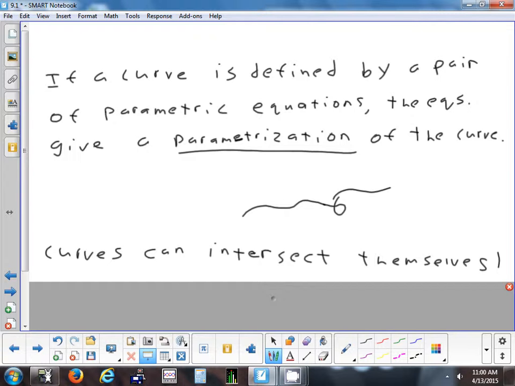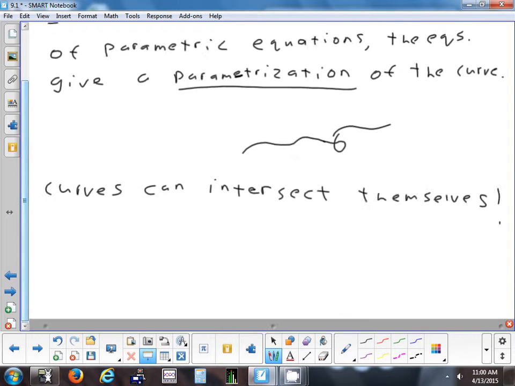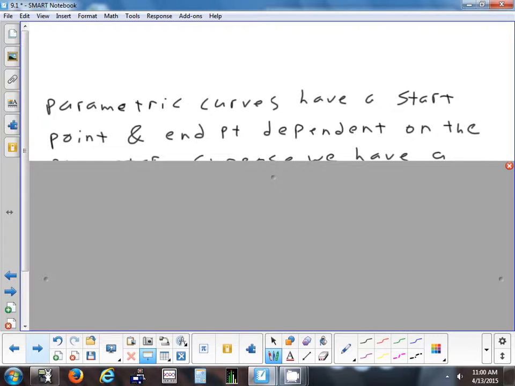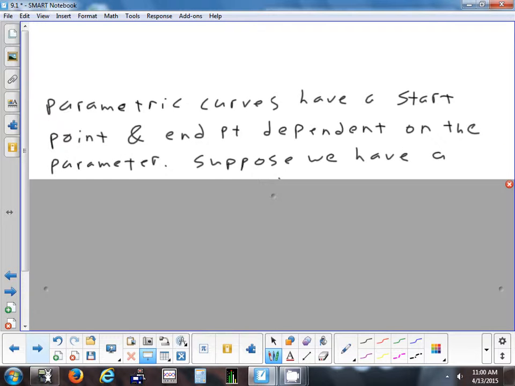All right, so in general, functions do not intersect themselves, but parametric graphs can. A parametric curve has a starting point and it has an ending point. Where it starts and stops is dependent on the parameter.